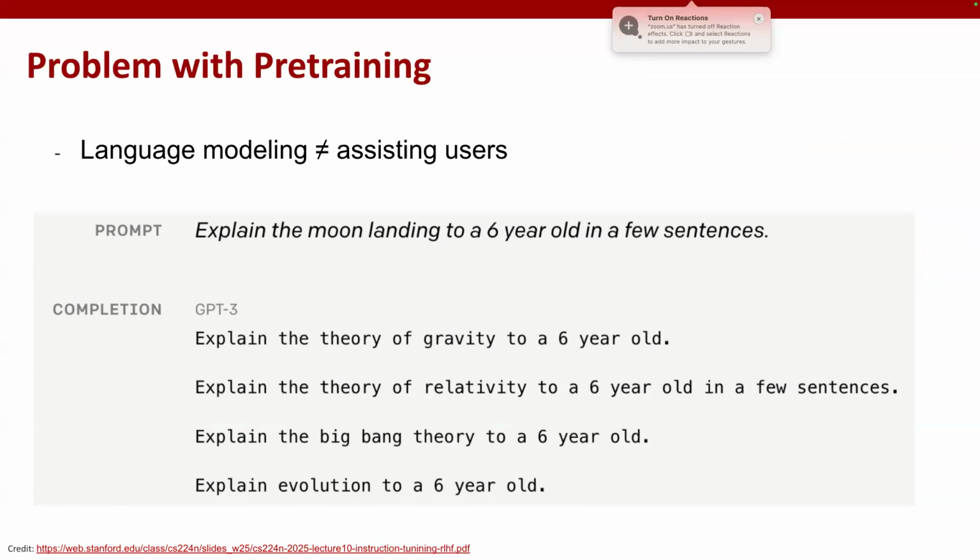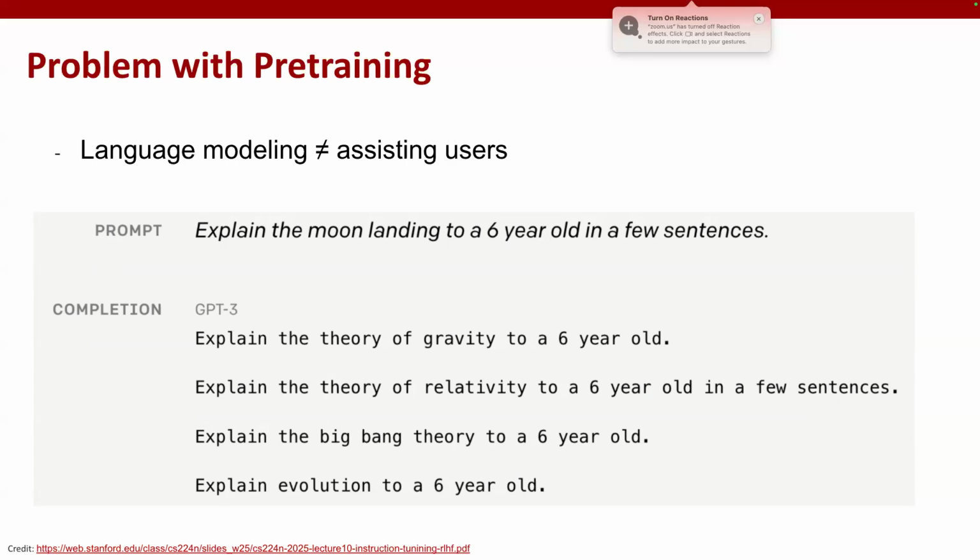So essentially, pre-training has been there for a long time. It was there in 2018 when the BERT model was released. But large language models only got popular after ChatGPT was released in 2022. So what's the problem with pre-training that prevents it from being useful?